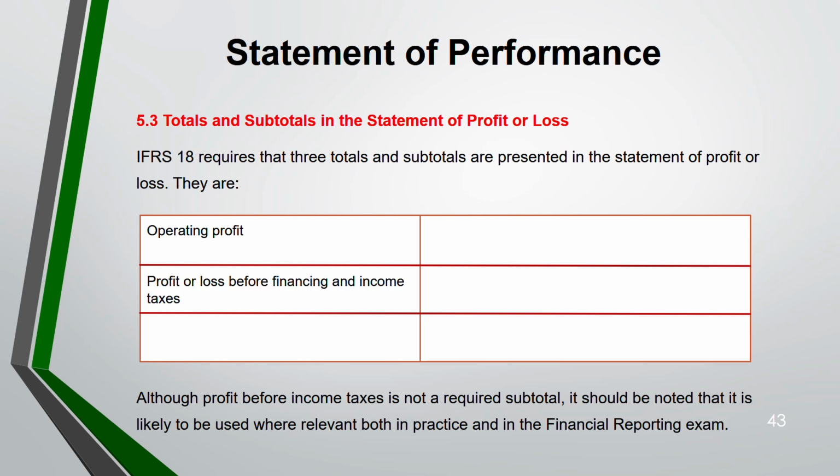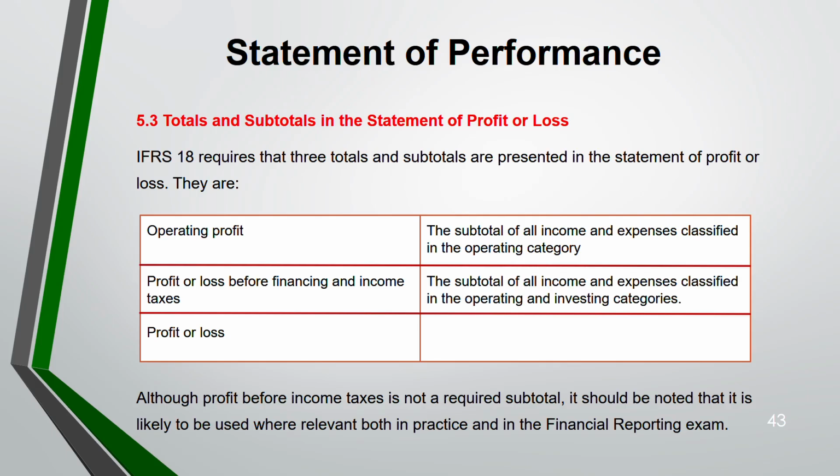Profit or loss before financing and income tax. Profit or loss. Very important. What are they asking you? If it's operating profit, this is the subtotal of all your income and expense that is in the operating category. This is the subtotal of income and expense in your operating and investing together. And this one is profit and loss for the period. It includes your income and expenses in all your 5 categories.